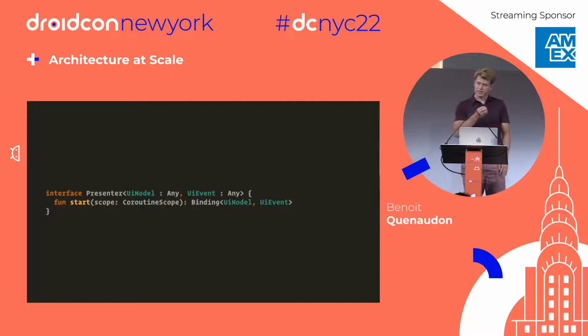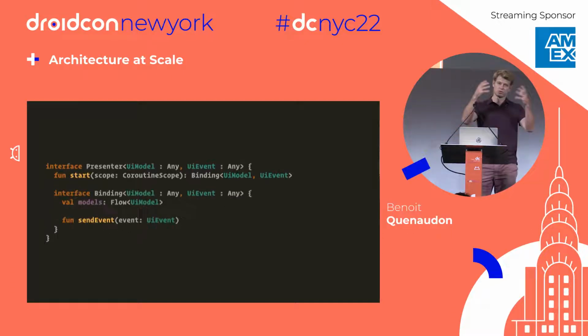And this will return a binding, so the presenter says to the entity creating the presenter, this is how you are to communicate with me. This is the flow of models I'm going to emit on. And if you want to give me events, use this method.